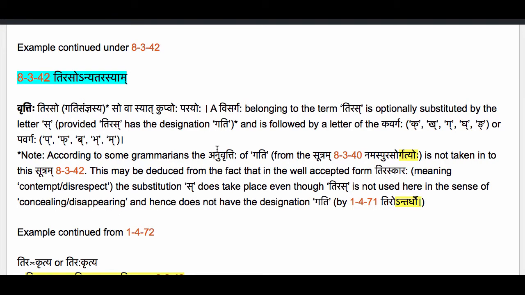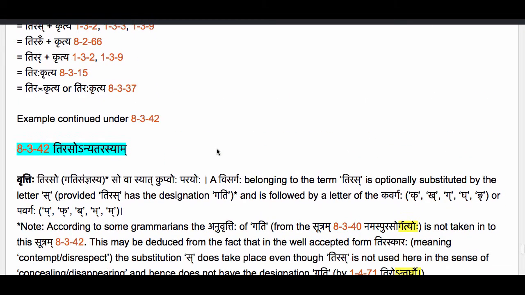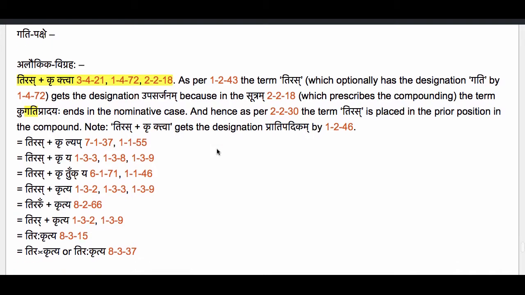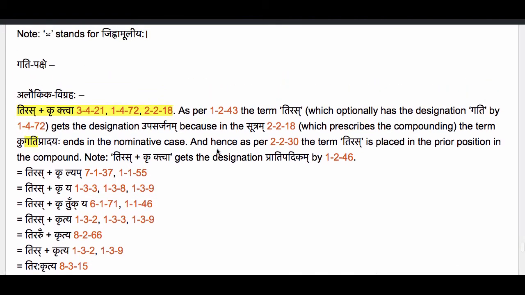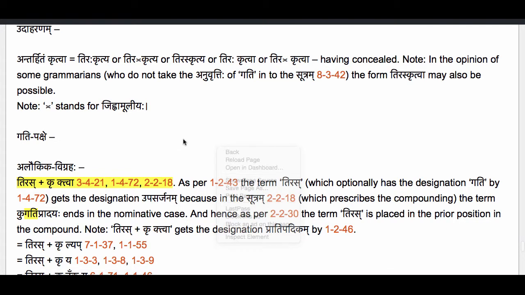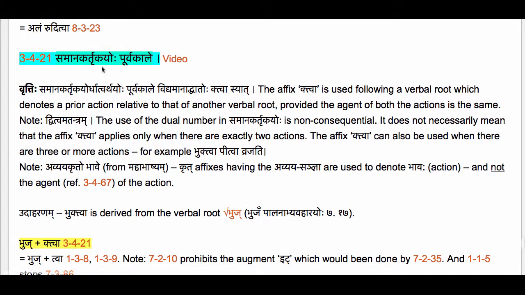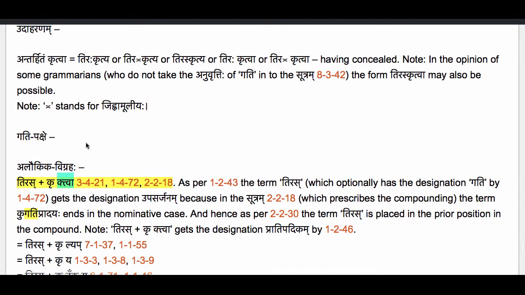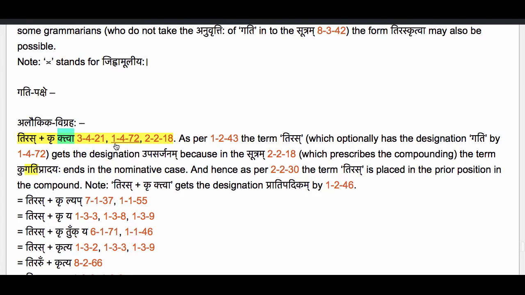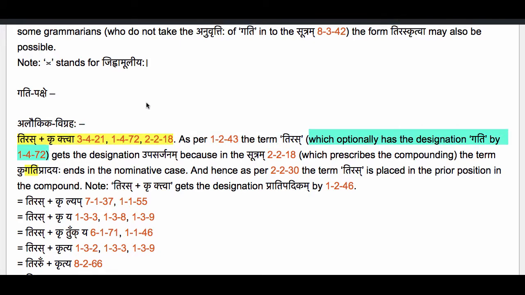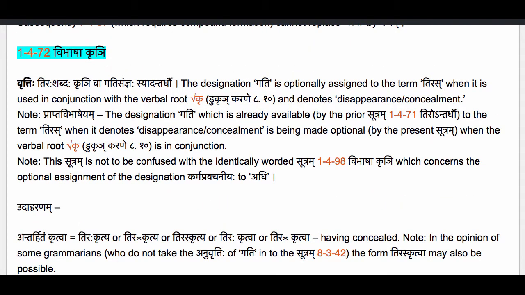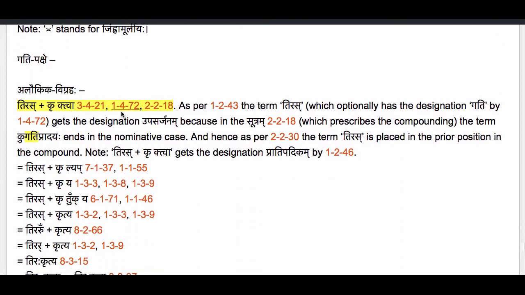Okay, we are in the middle of deriving the form tiras kritya, which means antarhitam kritva, having concealed. We started the derivation by bringing in the affix ktva by 3-4-21 samanakritrikayoho purvakale, and then we took kru ktva and compounded it with tiras, because we are considering the case where tiras does have the optional designation gati by the Sutram 1472 Vibhasha Kringi, and therefore 2-18 Kuggati Pradayaha allowed us to compound.